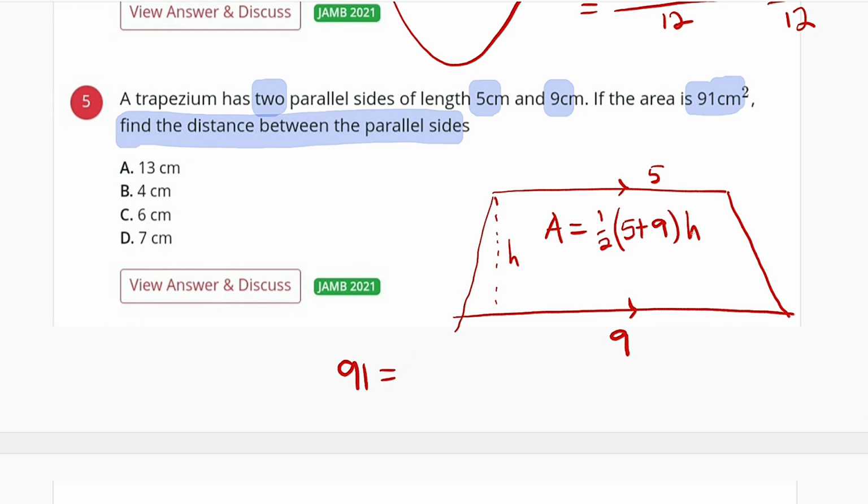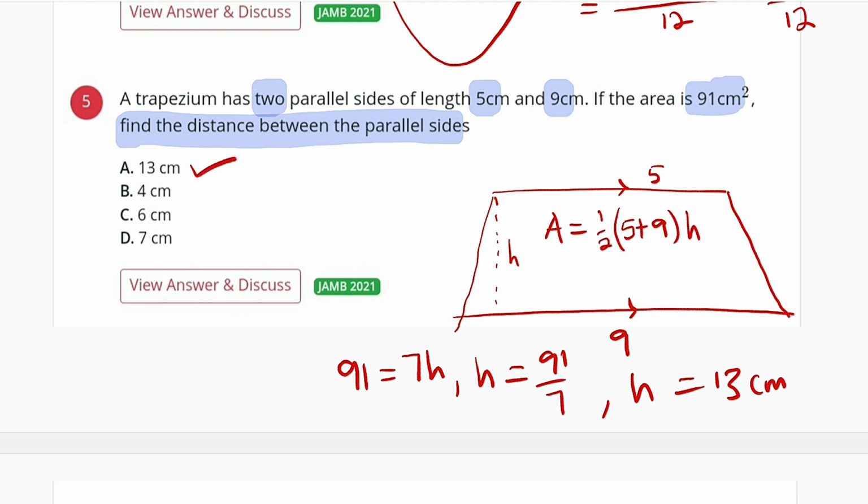5 plus 9 is 14. Half of 14 is 7. So we have 7 times H. And to find the H, we just divide both sides by 7. And H equal to 91 divided by 7. And 91 divided by 7 is equal to 13. Therefore, H is equal to 13 cm, which is option A.